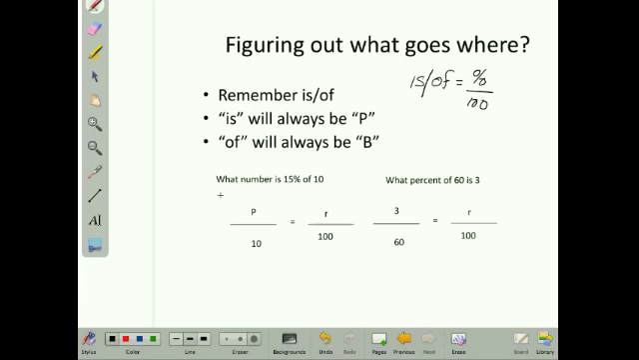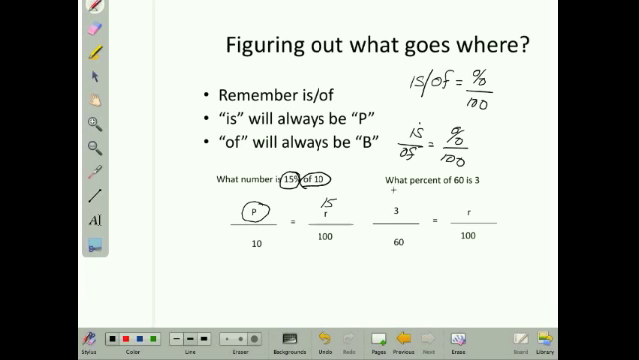So we've got a problem that looks like this. What number is 15% of 10? I know that 15%, it's got the percent sign, it's going to go in this R. And I know that because it's percent, it's always over 100. So I've already got that part figured out. Notice that this is of 10. The of goes down on the bottom because of this idea: the is over the of is equal to my percent over 100. The of is of 10, and I need to find my P. To solve for this P, to solve for the what number, I'd cross multiply and divide.